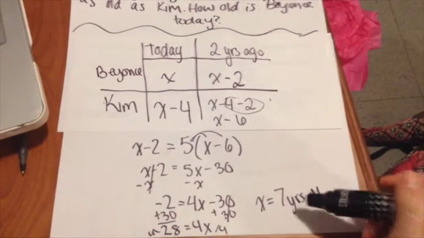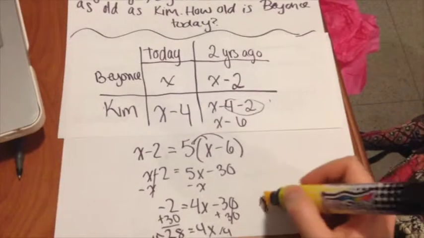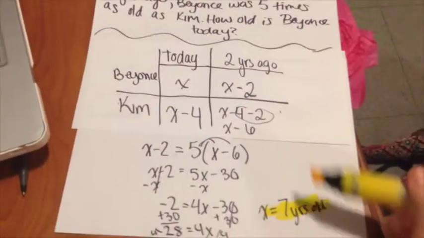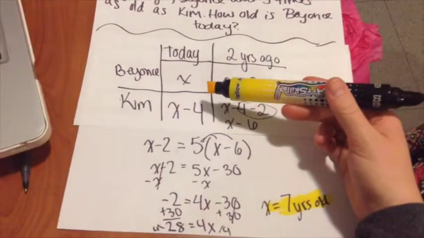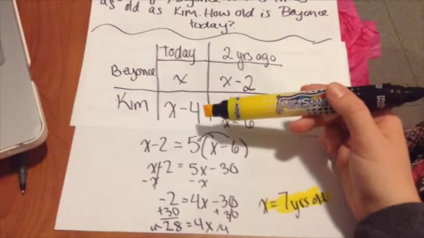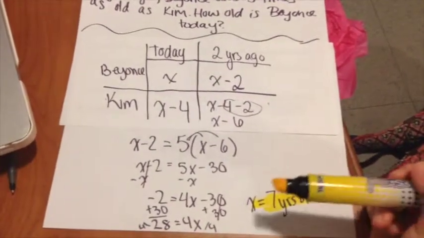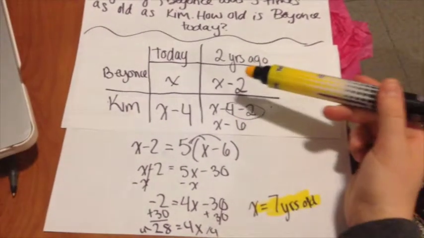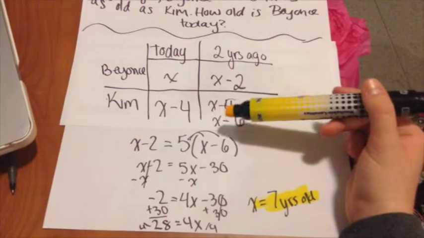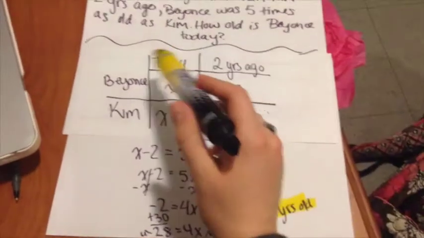This is when I would double check our final answer that we found here to make sure that it works with everything. So, if we plug in 7 to our chart, 7 for Beyonce's age, 7 minus 4 gives Kim's age of 3, which is correct. It means that Beyonce is 4 years older than Kim. Here, 7 minus 2 would give us 5 for 2 years ago, and then 7 minus 6 would give us 1.